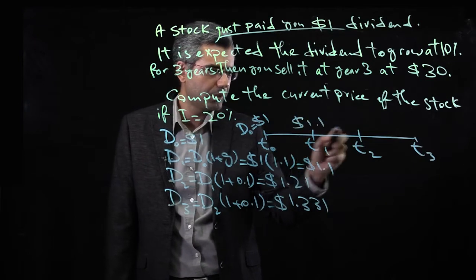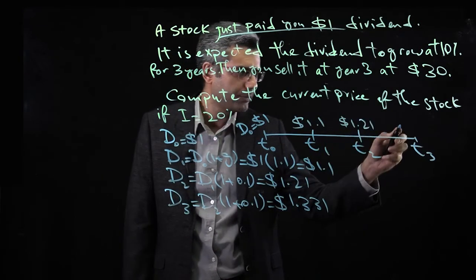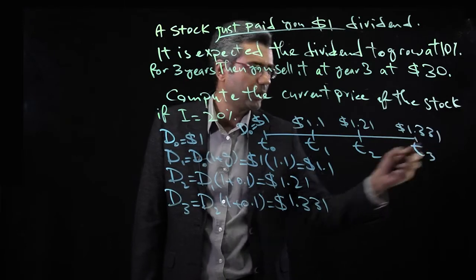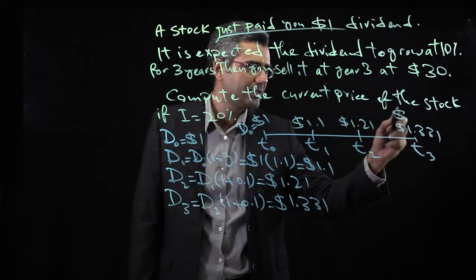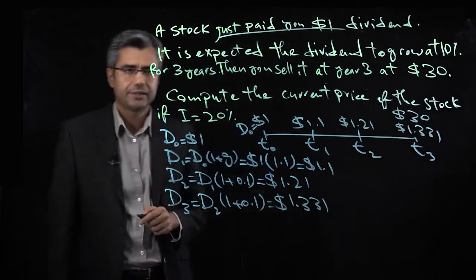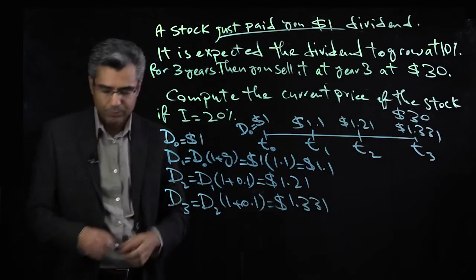So we already computed the next 3 years of dividends: 1.1, 1.21, and 1.331. And based on this question, you will sell it at $30 US at the end of year 3. Now, how do we compute the stock price?